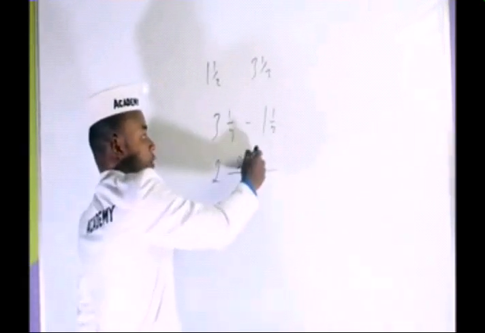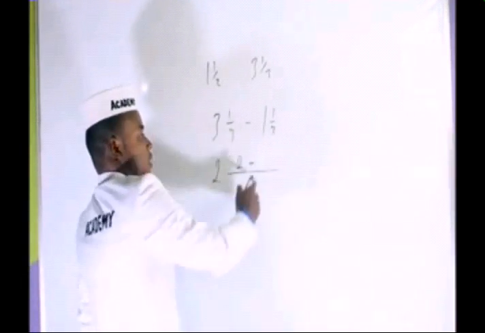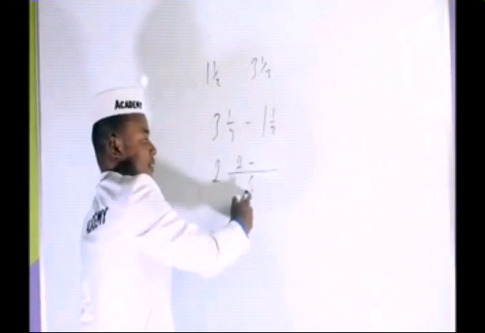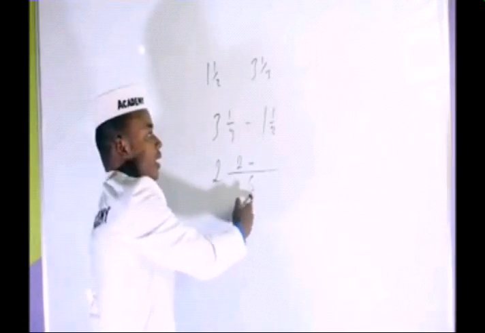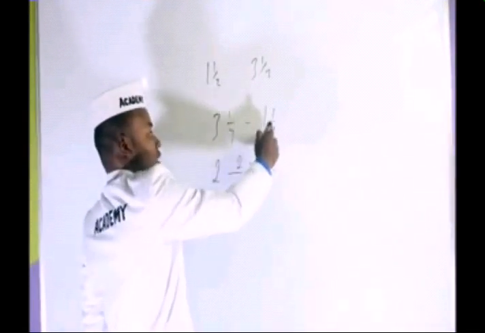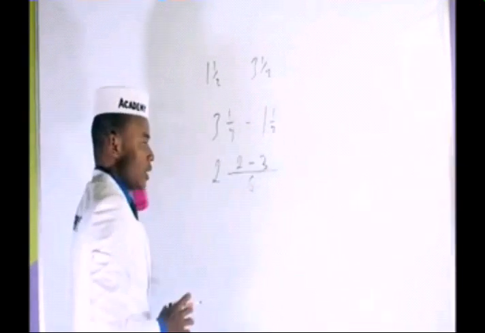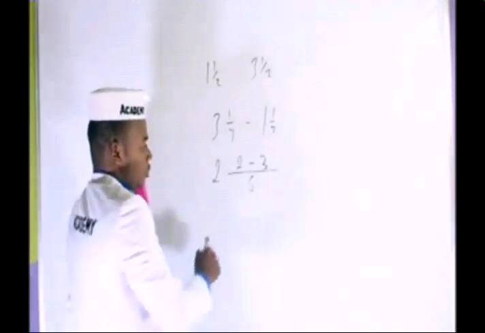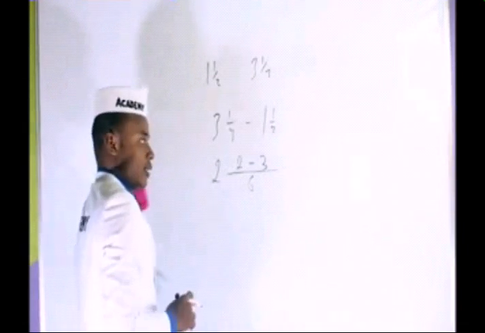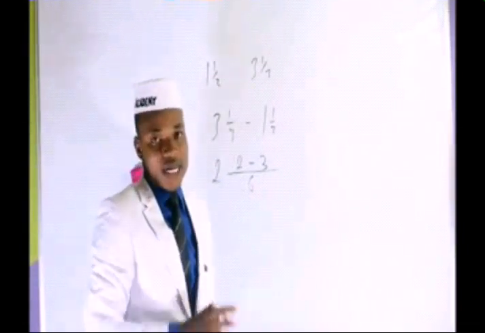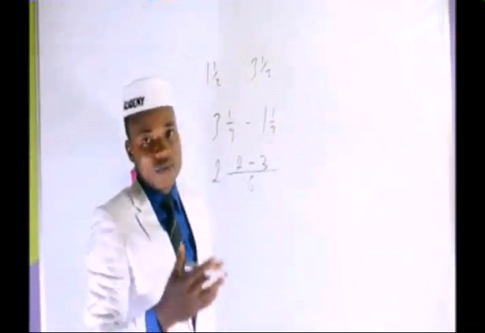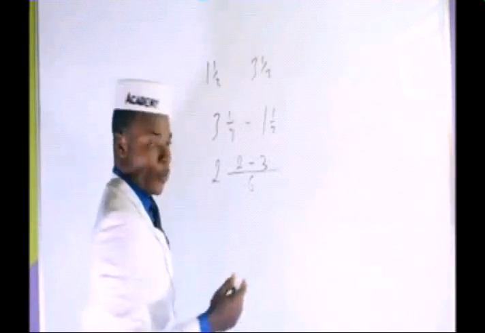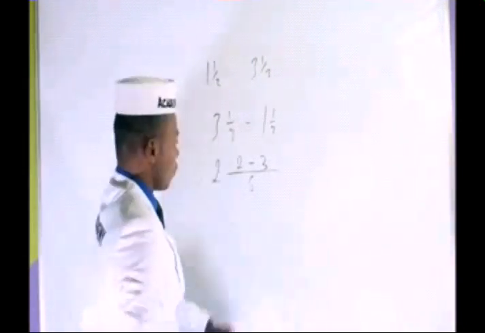Now, bring out your minus. 2 divides 6 gives you 3. 3 times 1 gives you 3. Now, 2 minus 3, it can't go. You can't take away 3 from 2. So what do we do? You will have to borrow 1 from the whole number.